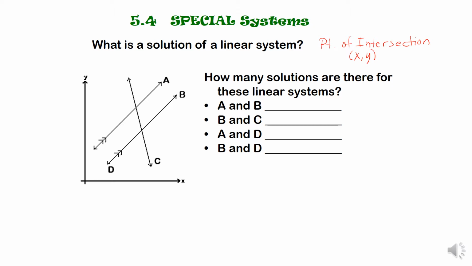Notice that we have symbols down here. You always have to pay attention to what you have there. How many solutions are there for A and B if they were a linear system? Just so you know, there would be no solutions because they are parallel lines. Parallel lines are never going to cross. Therefore, they have no solutions.